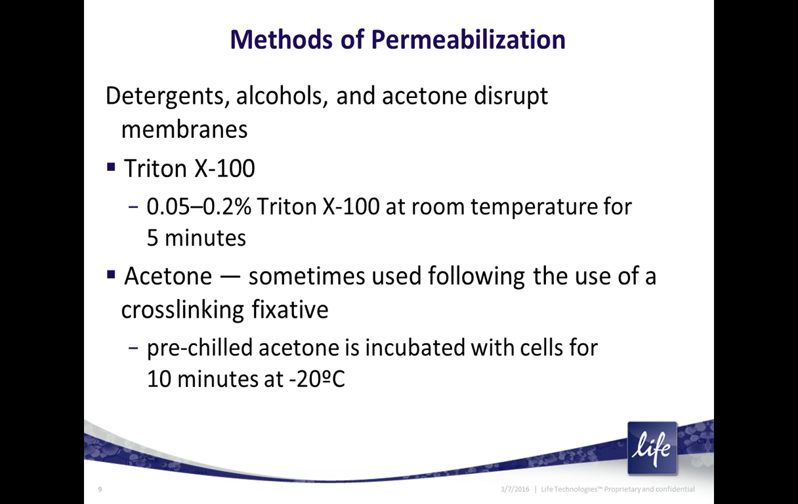Using a detergent actually sort of pokes holes in the cell membrane, if you will. It delipidizes the membrane, allowing entry of large molecules like antibodies into the cytoplasm and nuclear compartment. Triton X100 is a very typical detergent that's used. Anywhere between 0.05 and actually 1%, I've seen as high as. Most typical would be about 0.2% in PBS.